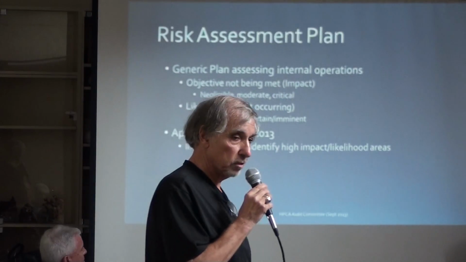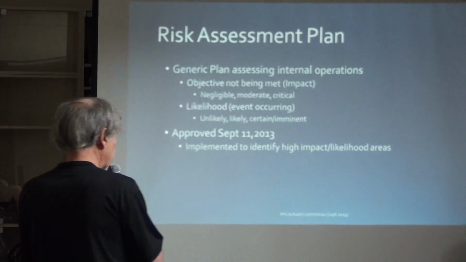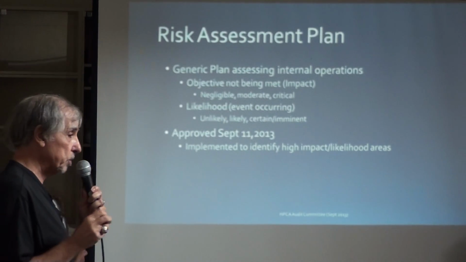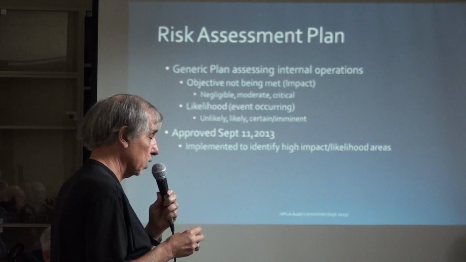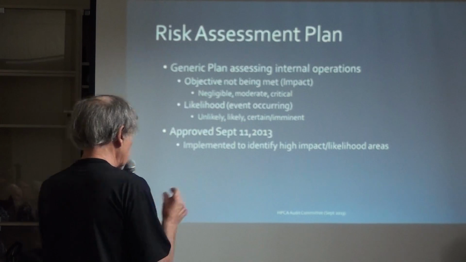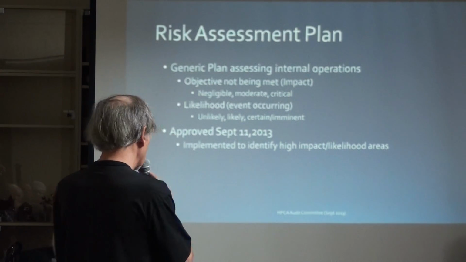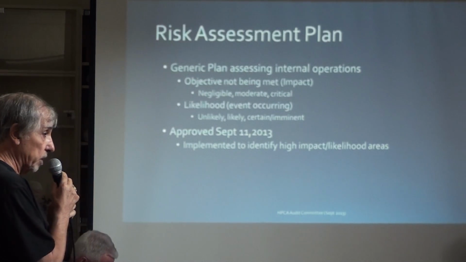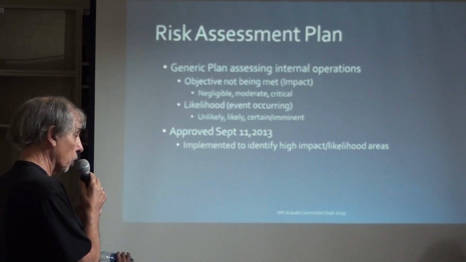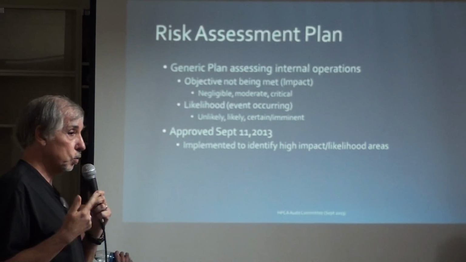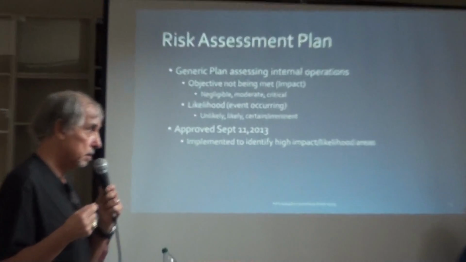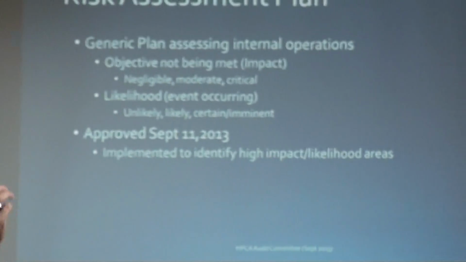So when we try to determine where the risks are, we look at two things. We look at something that could have an adverse effect on meeting an objective, whatever that objective is, whether it's the vision statement, or if you want to develop a project and come in on schedule or on cost. So we look at what the impact is, if it's negligible, moderate, or critical, and we also look at the likelihood of an event occurring, and we broke those down into unlikely, likely, and something that is certain or imminent. We use that as a tool within the committee to identify where the high target projects are, where we're really focused on attention.